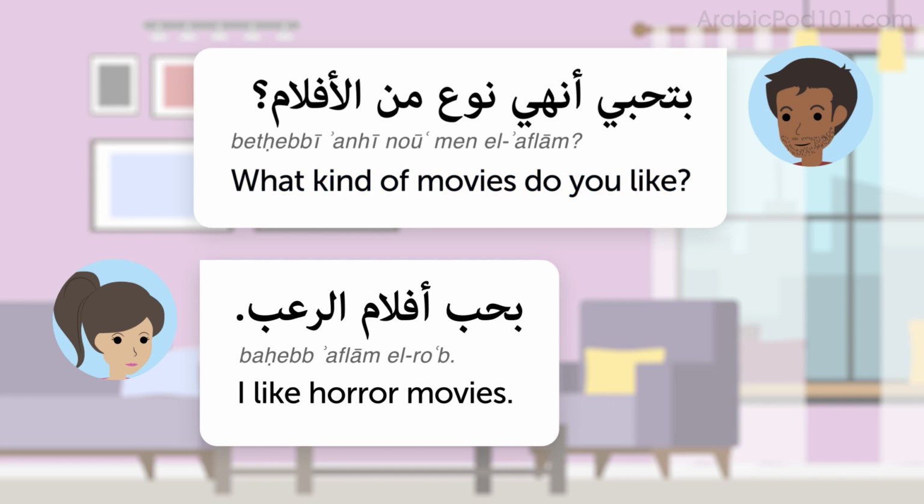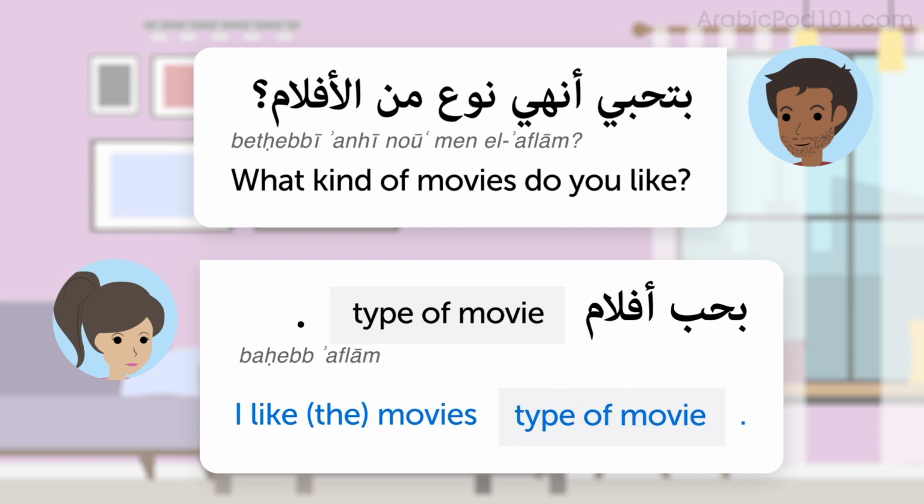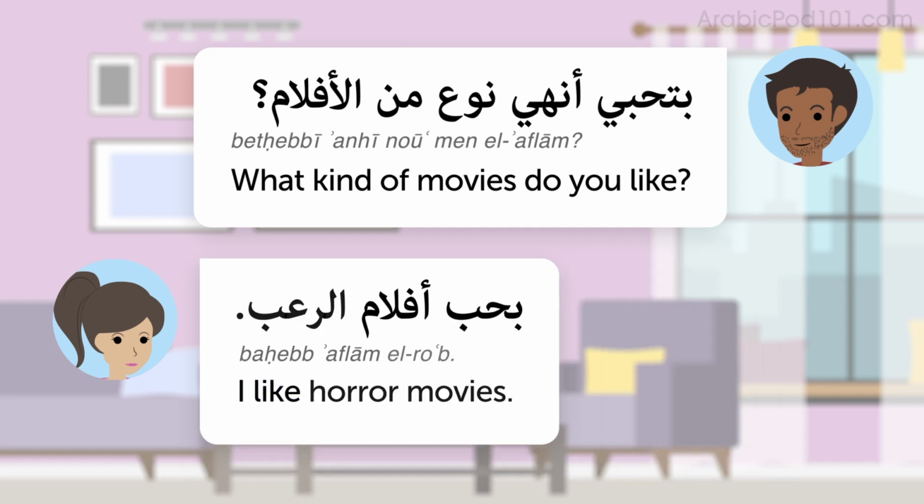Now, how do you answer this question? The pattern is بحب أفلام, type of movie. This Arabic sentence literally translates as, I like the movies type of movie. But it means, I like type of movie movies. For example, I like horror movies. بحب أفلام الرعب.